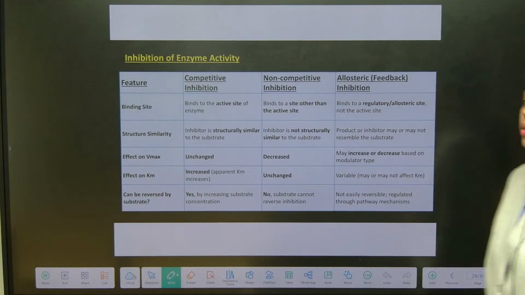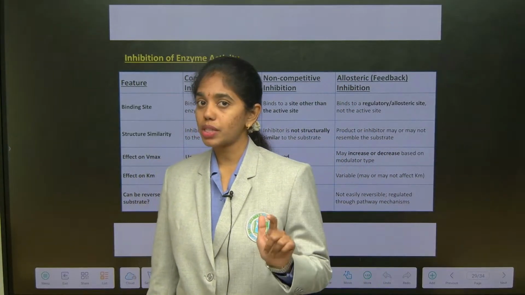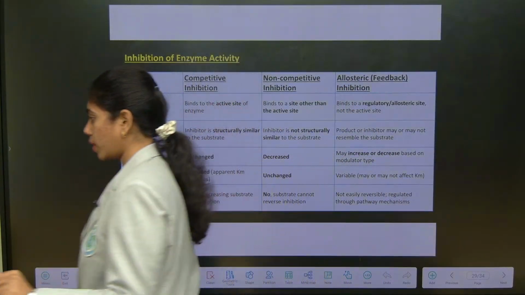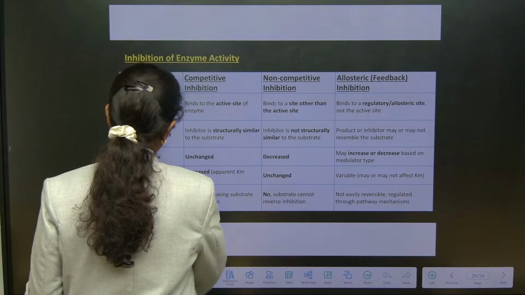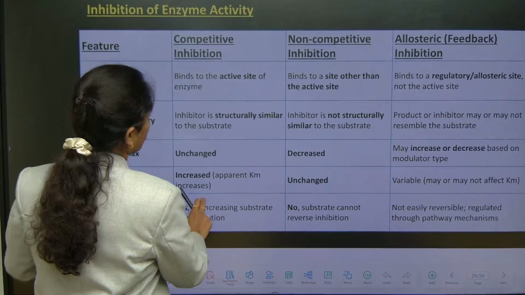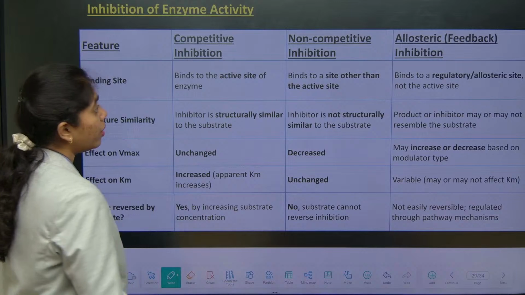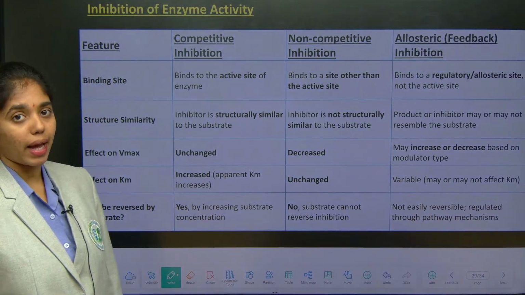Now, about inhibition of enzymes. We are left with inhibition of enzymes and cofactors. Just hold on for 15 minutes, this will be clear to you. We have 3 patterns of inhibitory activities of the enzymes. One is competitive inhibition, second is non-competitive, third is allosteric or feedback inhibition.